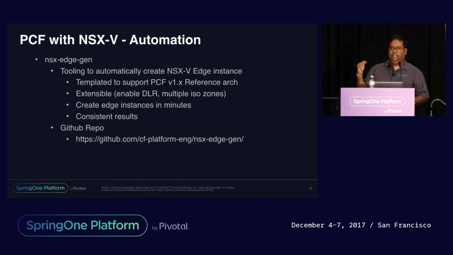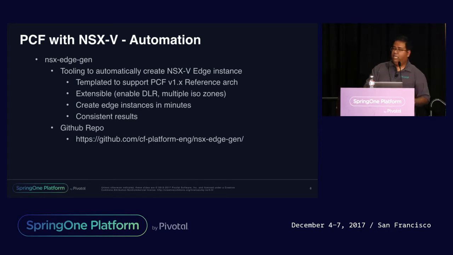And the whole thing is automated. You can get consistent results. You don't have to worry and figure out, did I configure the firewall? Did I configure the NAT? Did I configure the uplinks? Or I need to change the number of routers. Did I assign the right IPs to the pool? All of this is taken care of for you. And you can create an NSX Edge in a minute.